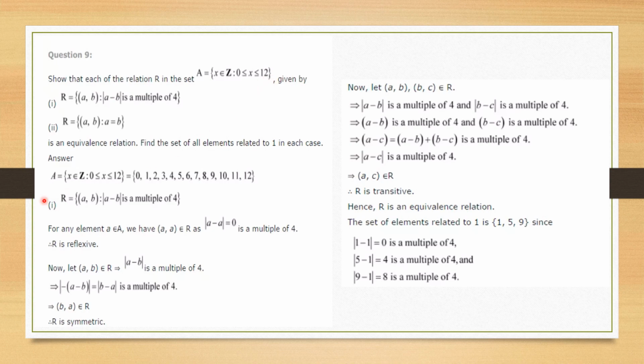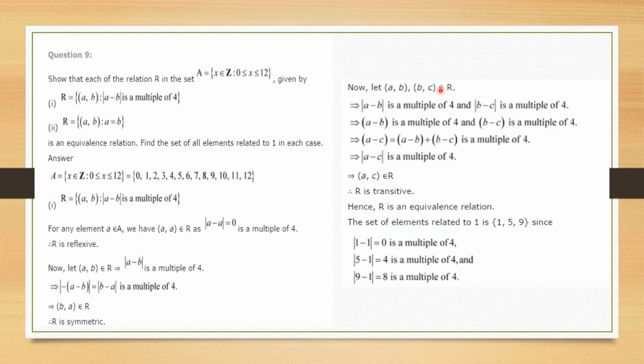Now for this relation, let A belong to R. Again, it is giving me A minus A, that is 0, which is a multiple of 4. That means it is reflexive. Now for the symmetric relationship, AB belongs to R means the modulus of A minus B is a multiple of 4. Again, as in the previous question, taking the negative sign common, if the modulus of A minus B is a multiple of 4, then the negative sign doesn't create any difference. It will turn into B minus A, and that is also a multiple of 4. Like 4 is a multiple of 4, minus 4 is also a multiple of 4. So BA belongs to R, that means R is symmetric.